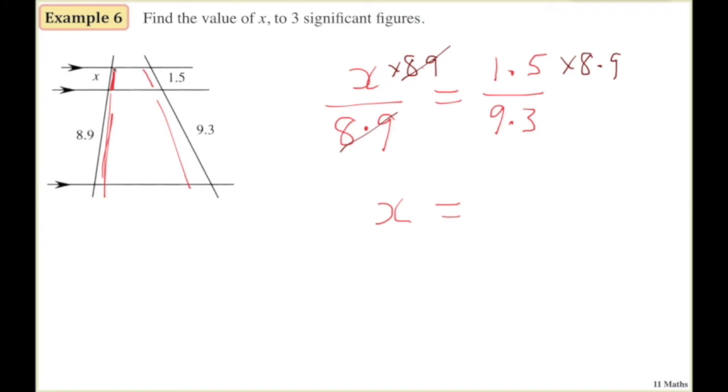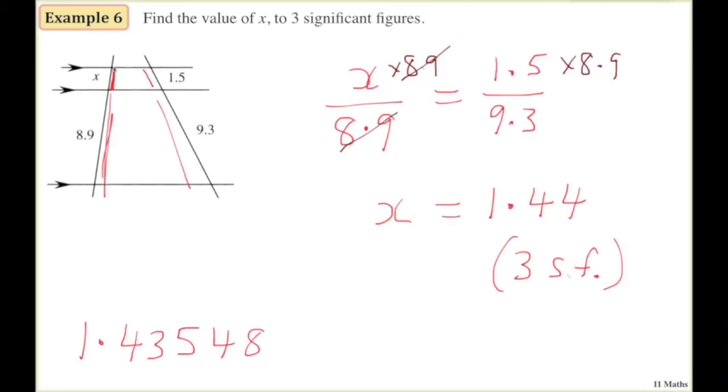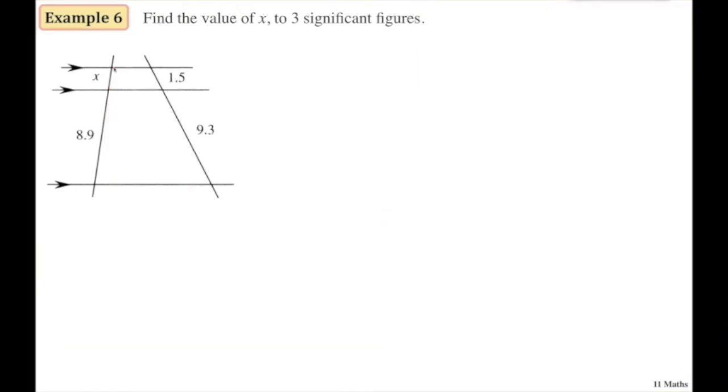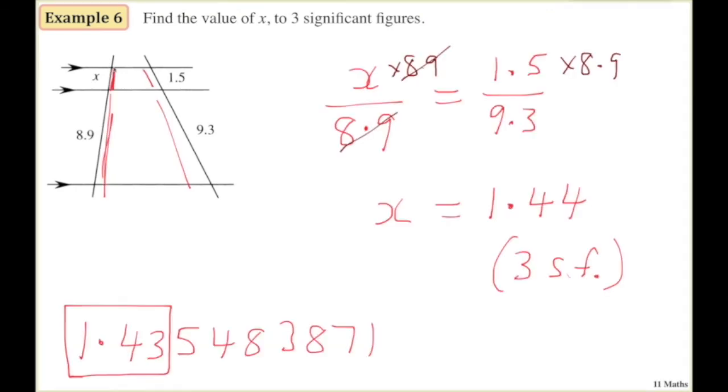1.435483871, but the question says to 3 significant figures, so I'm going to write it only to 3 significant figures, 1.44 to 3 significant figures. So look at the answer on your calculator screen. Well, it would have been this. And the first 3 figures that are significant, 1.43, but the next one's a 5, so it bumps it up to 1.44. And there is example number 6.